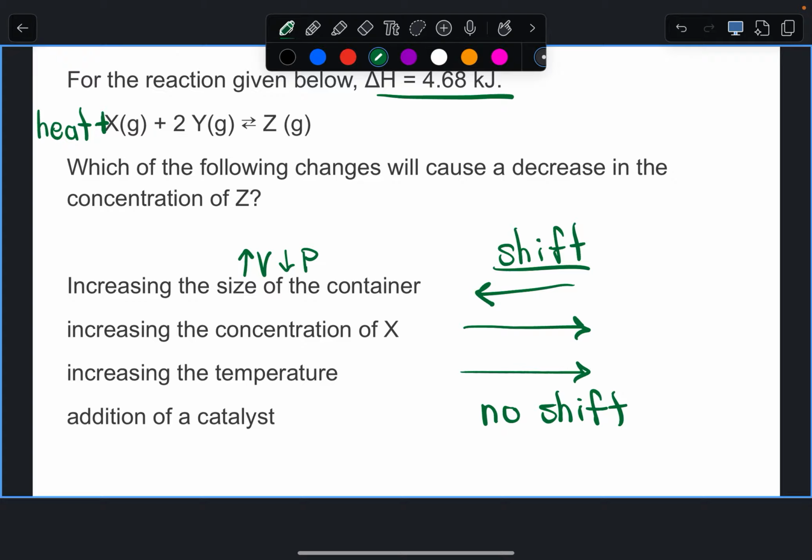Because it's positive here, so that's endothermic. So endothermic is a reactant required. Yeah, good question.